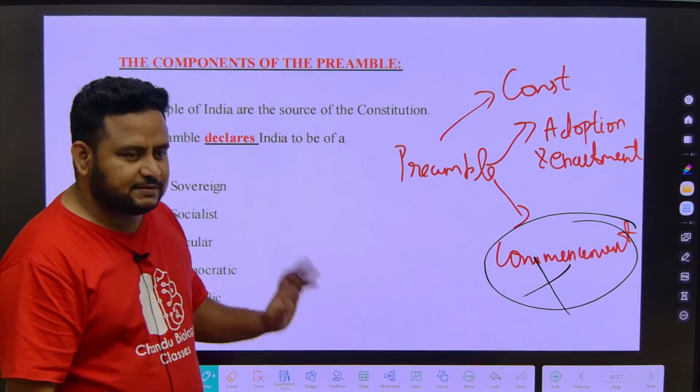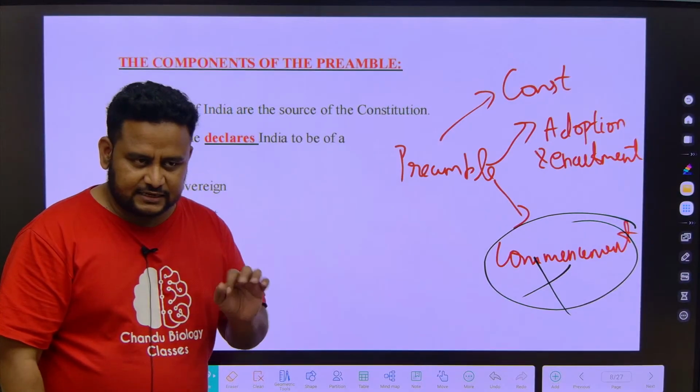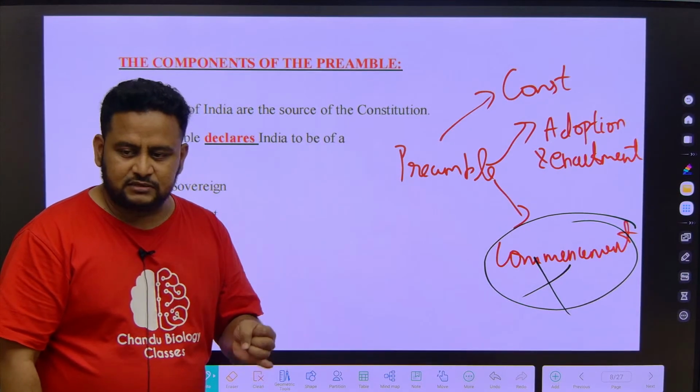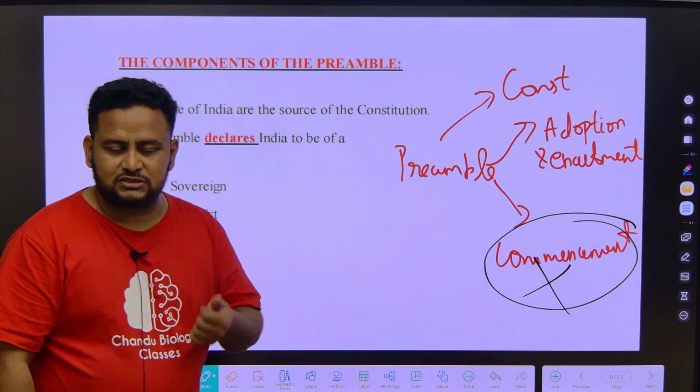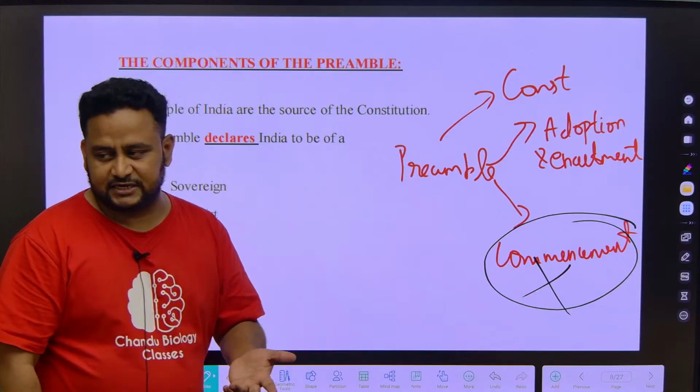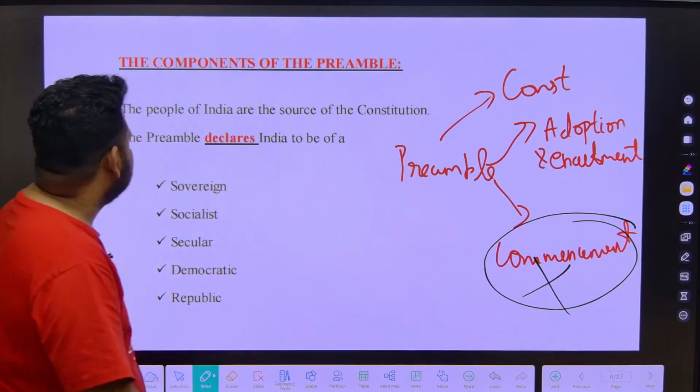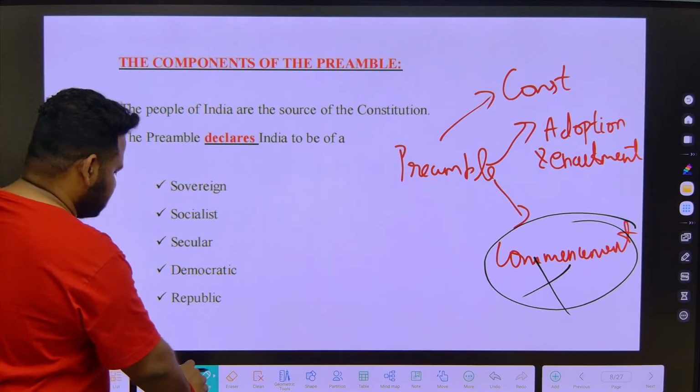Now, when I read the preamble, I told that it declares India as what? Sovereign, socialist, secular, democratic republic. Those are the objectives. What are the values? Justice, liberty, equality and fraternity, JLEF. So, the people of India are the source of the constitution.